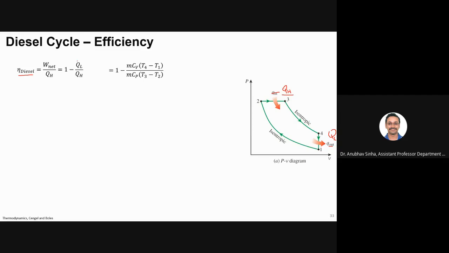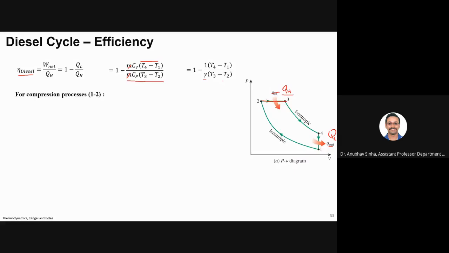Okay, now QL is happening at constant volume, so I can say m Cv delta T. Similarly, QH is supplied at constant pressure, so I'll say m Cp delta T. Now this can be written as, because m will get cancelled, Cp by Cv is gamma. So I'll say 1 by gamma, and (T4 minus T1) over (T3 minus T1). Similarly, what we have done for the Otto cycle.